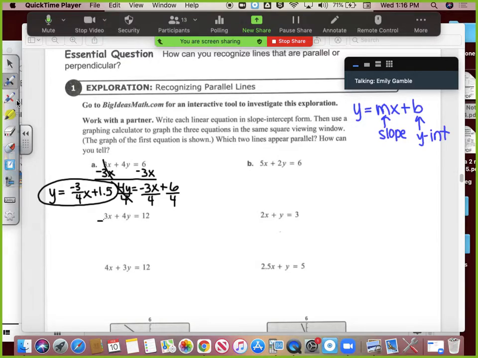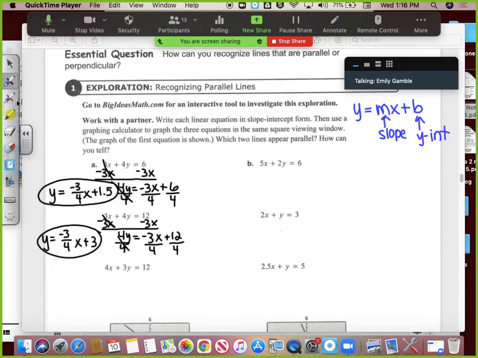The second equation, I actually have to do the same exact couple of steps. I subtract both sides by 3x, and then I do the same thing. Write the negative 3x first, and I divide by 4, and I get a very similar equation. This equation ends up being y equals negative 3/4 x plus 3.